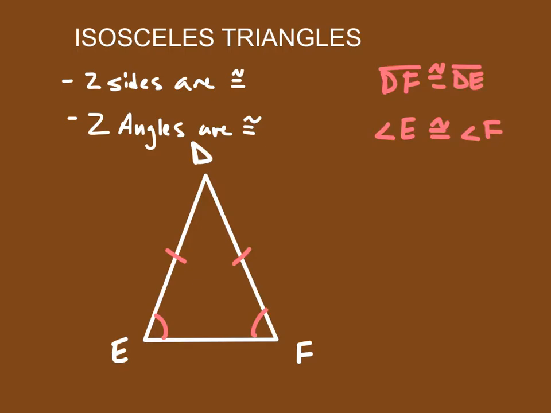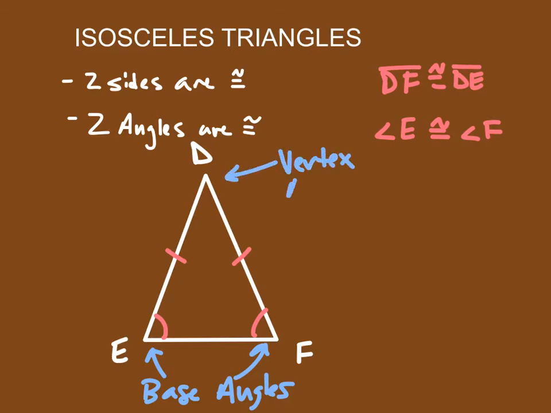The other thing I want to talk about is the fact that these two angles down here, angles E and F, are called the base angles. I like to think of the base angles as the bottom angles. You can rotate this and move it around so that these two angles aren't on the bottom, but we typically call them the base angles. The other angle that we have is called the vertex angle. Understanding the difference between the base angles and the vertex angle is really important.